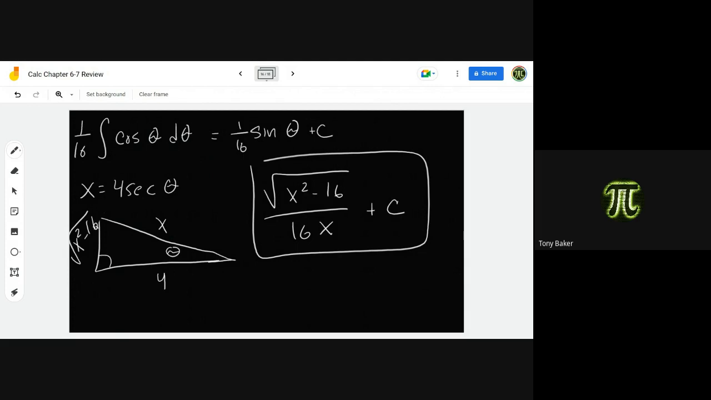Professor, how come we don't include sine in the... Because you're actually finding what sine of theta is. So you're not replacing theta, you're replacing sine of theta. If you had a problem with just theta left, then you're going to have the arc sine or arc cosine, whatever function you're using in there.